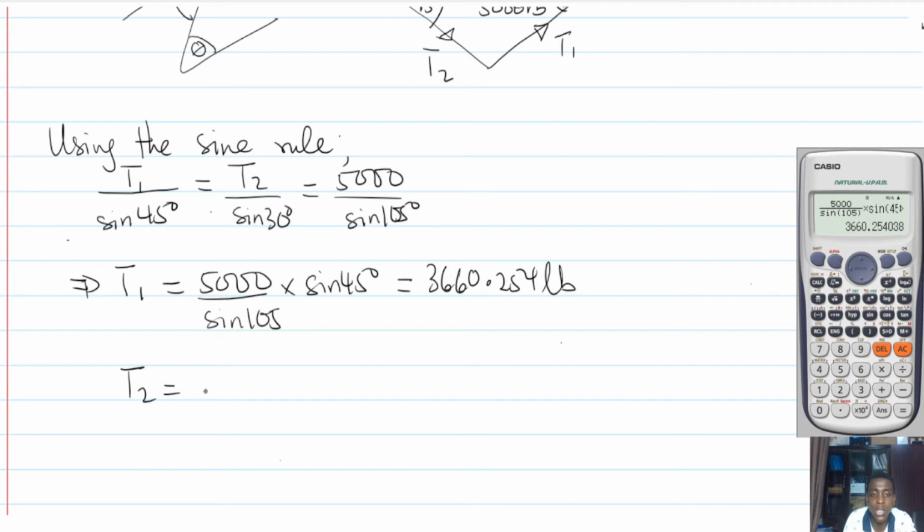How about T2? T2 is going to be the same thing, but I will just change the angle. This time around, I'm going to use sine 30 instead of 45. I can even use what I have already. I will just change this one to sine 30, and that's all. So sine 30, and what is that? I'm going to get 2588.190.